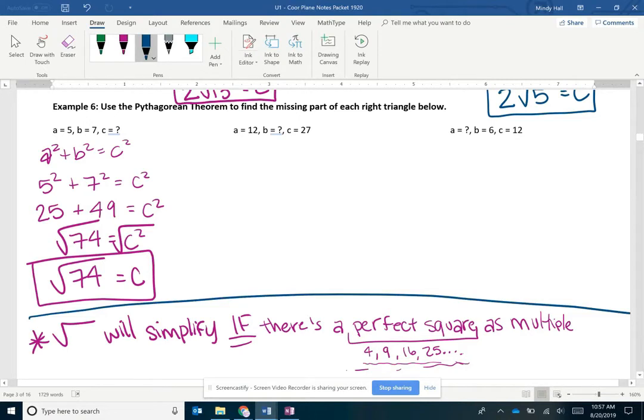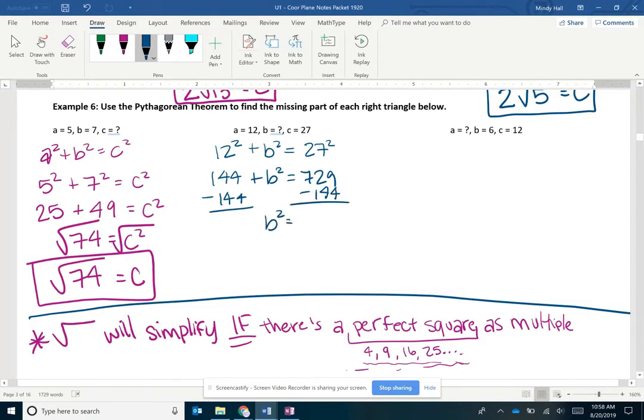So now I have a c, but I don't have a b, but it doesn't change the formula. 12 squared plus b squared equals 27 squared. 12 squared is 144. b squared we don't know yet, but 27 times 27 is 729. So then we can subtract that 144, and we get b squared equals 585. And when you take the square root, I'm just, again, going to do a quick check. 585, don't think it's divisible by 4. Nope, it can't.